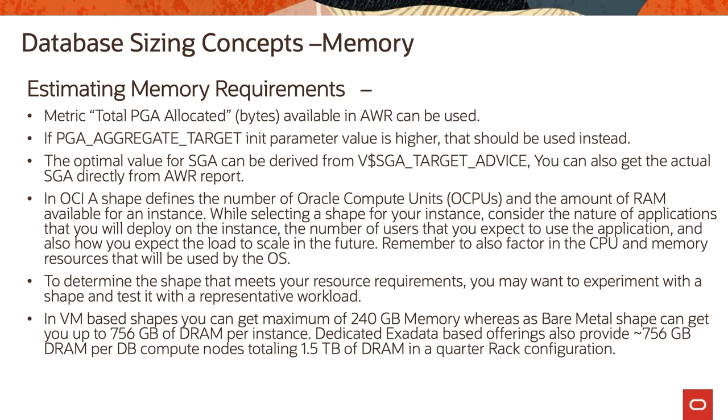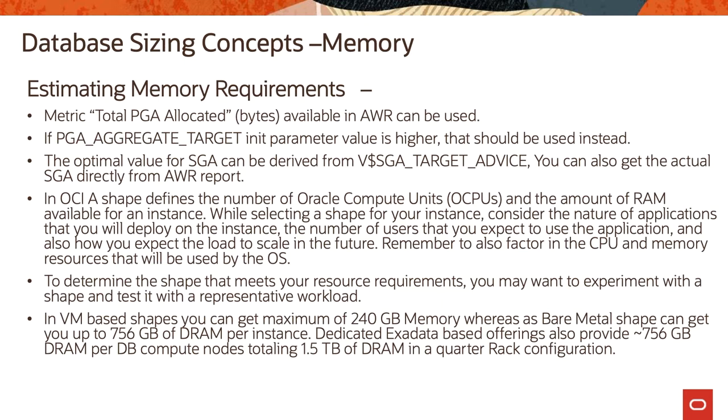Looking at the memory requirements, we have several parameters related to SGA and PGA. Total PGA allocated, which is available in AWR, can be used. If the PGA aggregate target init parameter value is higher, then we should be considering that. And SGA related advice can be derived from V$SGA_TARGET_ADVICE, or you can get the actual SGA directly from the AWR reports.